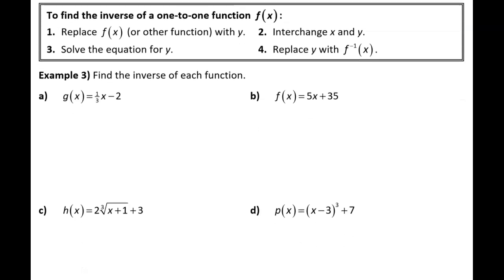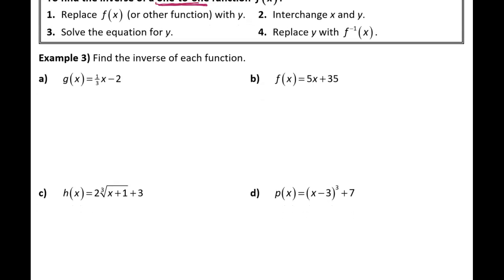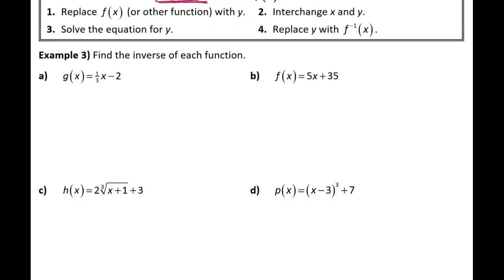So in order to create an inverse equation for a one-to-one function, and we're not going to worry about what constitutes a one-to-one function, that's for a later discussion, we're going to first replace f of x or whichever other function we have with y. So let's do that in example 3 below. We're going to replace g of x with y. Second step, we're going to interchange x and y to create that inverse, because that's what an inverse is. You just interchange x and y.